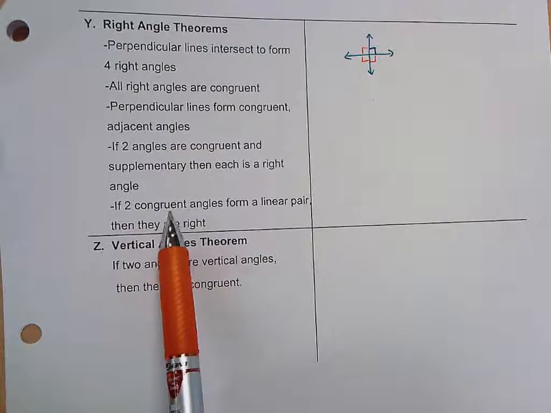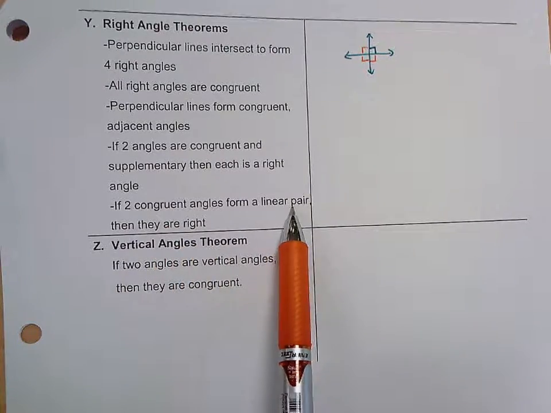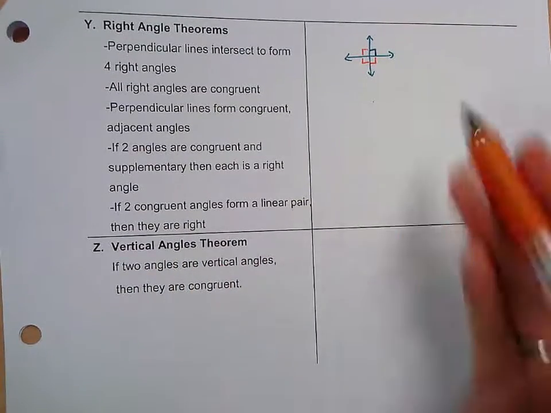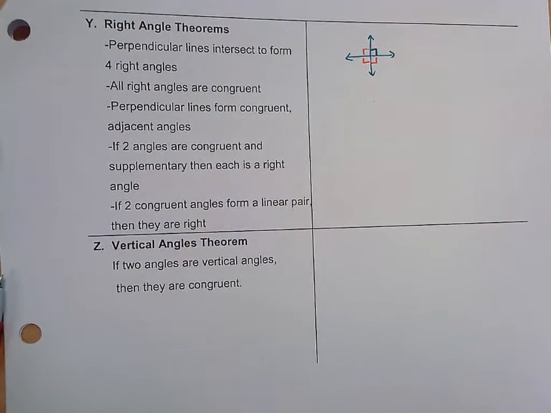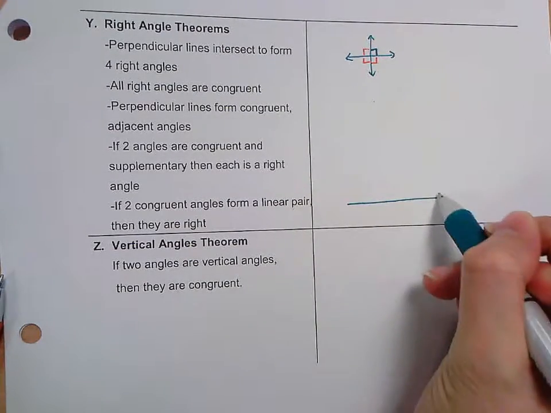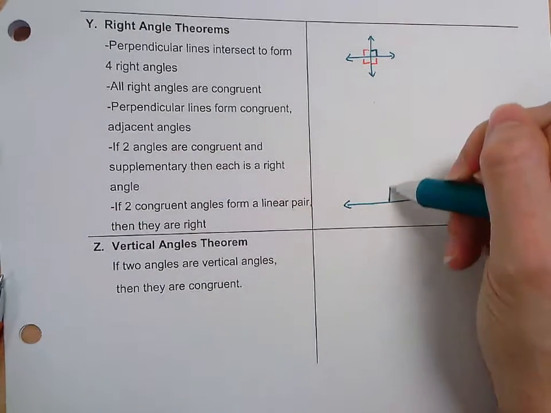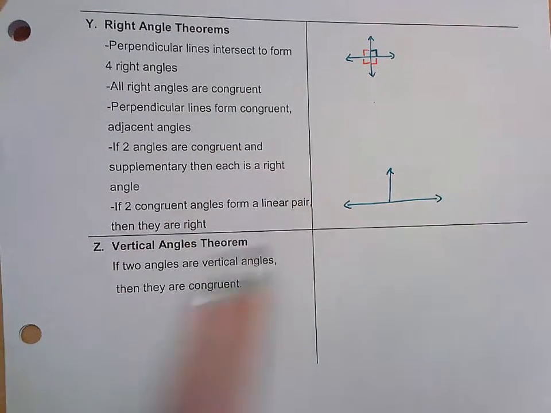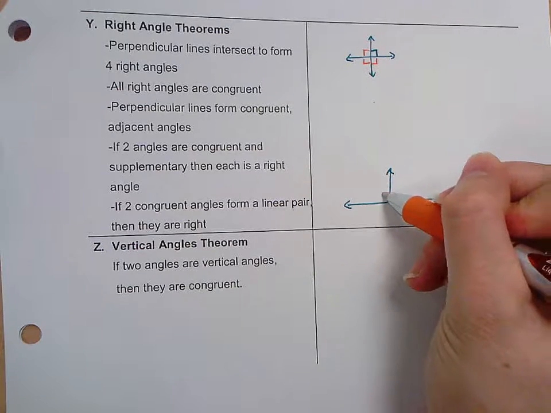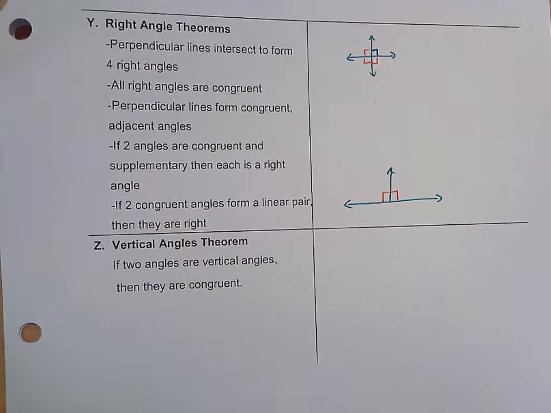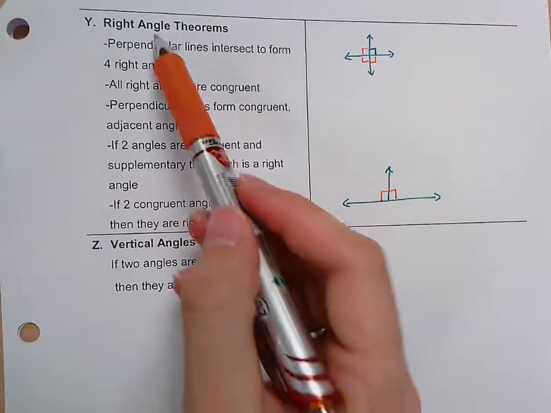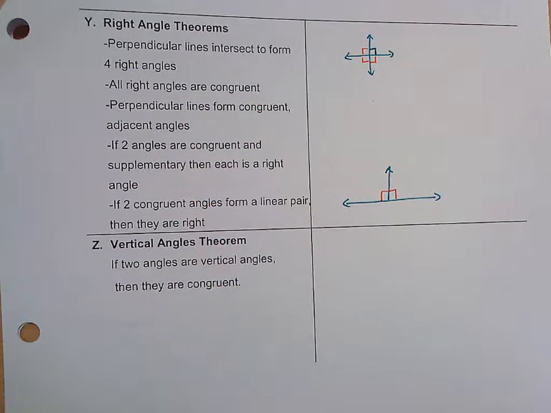And then if 2 congruent angles form a linear pair, then they are right. That should hopefully make sense too, given what we know about a linear pair. They would have to form a line in order to be a linear pair, and to be congruent and form a line, they have to be 90. So that's all grouped under the right angle theorem, is what you could say for any of those.